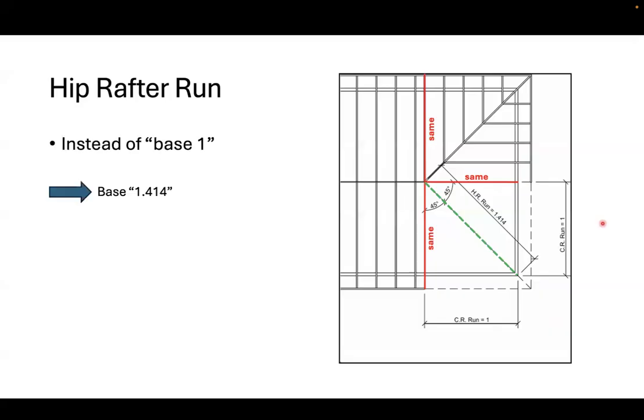So we can't just use a base 1 because it's not a base 1, right? The base is actually 1.414, and that is all we do. We make our same triangles with a slope gain factor and make sure to call it slope gain factor SGF 45 so you don't get confused. But instead of doing a base 1, we're going to do the base at 1.414.